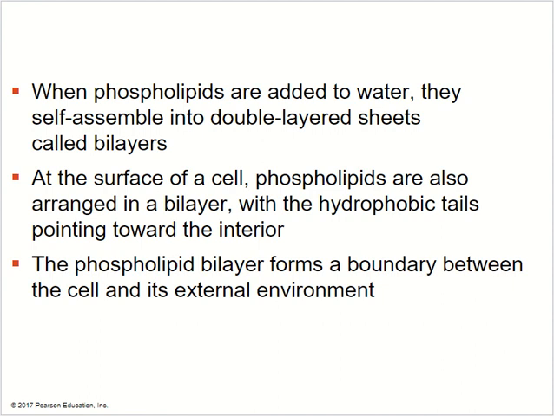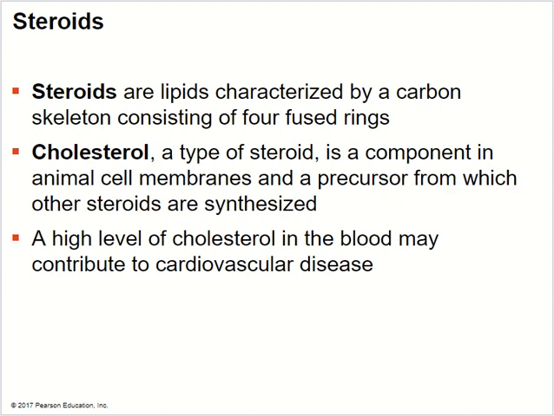At the surface of a cell, phospholipids are also arranged in a bilayer with the hydrophobic tails pointing toward the interior, and the phospholipid bilayer forms a boundary between the inside and outside of a cell, allowing for structure to remain inside the cell and separate from the external environment.